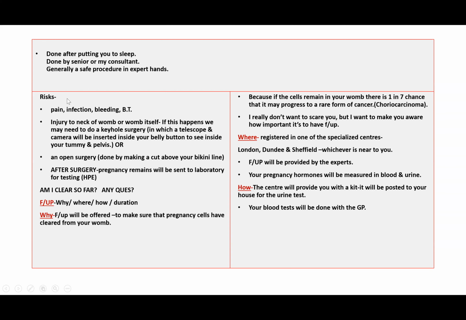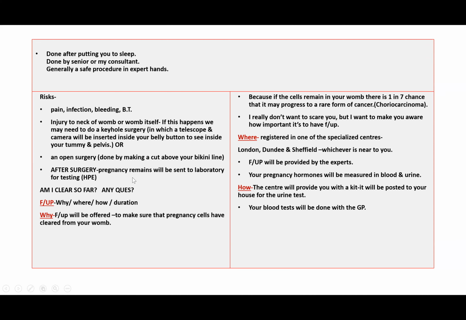But like any procedure, there are some risks. There can be risk of pain, infection, bleeding, and you may need blood transfusion. There can be risk of injury to the neck of womb or womb itself. If this happens, we may need to do a keyhole surgery or an open surgery. So regarding the keyhole surgery, would you like me to tell you about it in detail? If she says, I know about the keyhole surgery, then you don't have to say everything. This will again save you time.